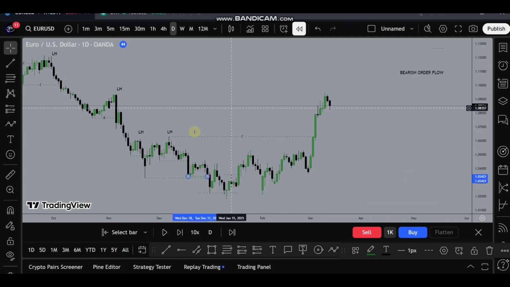That doesn't define order flow, but that defines market structure, because market structure is a graphical representation of price movement. So market structure is market structure. Order flow is the trend of the market. So till the next time.